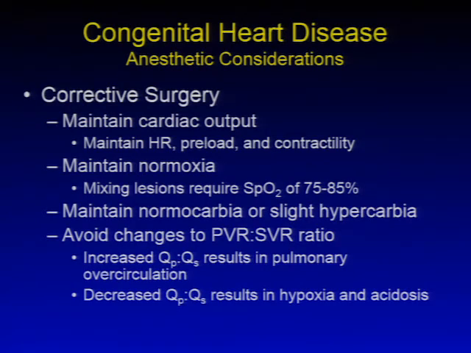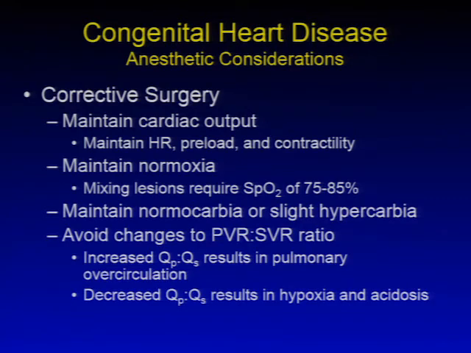In order to maintain a normal pulmonary vascular resistance, normocarbia should also be maintained. And also, if you're trying to avoid overcirculation of the lungs, slight hypercarbia can increase PVR, depending on the lesion. If the child is coming to you and the circulation is well balanced, then you want to avoid changes to the pulmonary vascular resistance to systemic vascular resistance ratio, as you don't want to change the pulmonary blood flow to the systemic ratio, in order to avoid pulmonary overcirculation. Or on the other hand, if the QP to QS is decreased, that could result in hypoxia as well as acidosis.